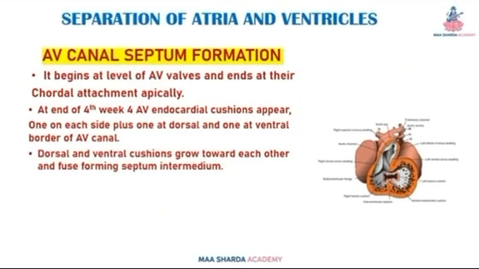Now the AV canal septum formation. It begins at the level of the AV walls and ends at the caudal attachment apically. At the end of the fourth week, 4 AV endocardial cushions appear, one on each side plus one at the dorsal and one at the ventral border of the AV canal. Dorsal and ventral cushions grow toward each other and fuse, forming the septum intermedium.